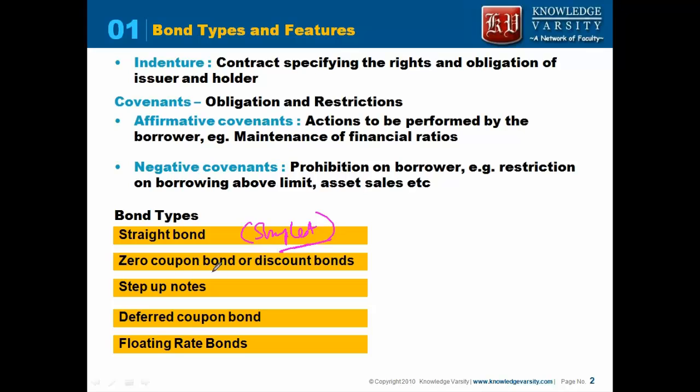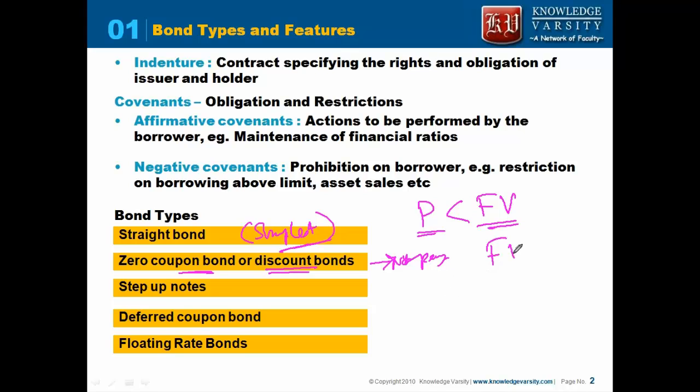Zero coupon bonds are also called discount bonds because the price of a zero coupon bond will be less than the face value. Most of the time, in fact, a zero coupon bond should be trading below the face value. That is why it is called a discount bond. What happens is a zero coupon bond will not pay any dividend.